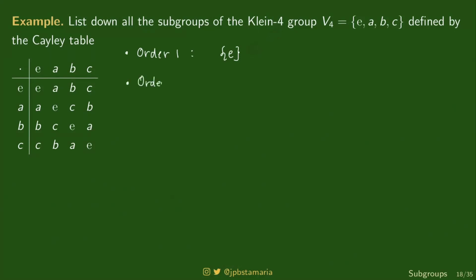Order 2. Meron bang order 2 na subgroup? Tingnan natin. Syempre, sa lahat ng subgroup na gagawin nyo, tatandaan nyo, laging automatic member si E.